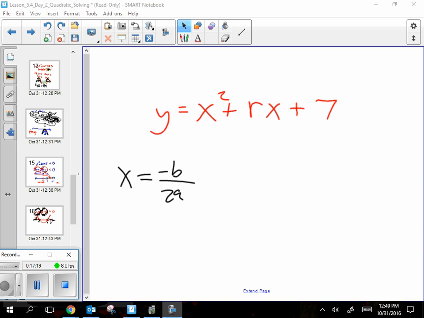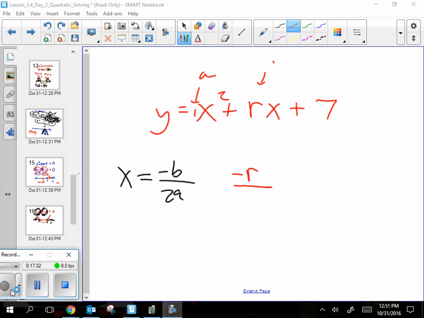And don't be freaked out when your answer has an r in it. That's kind of the point. So here we go. Negative b is negative r over 2a. Well, a is still 1 here. The a term is 1. The b term is r. The c term is 7. Okay, so it's negative b, which is negative r, over 2a, which is 2 times 1. So it's negative r over 2.